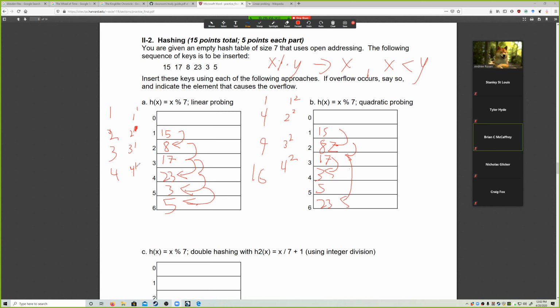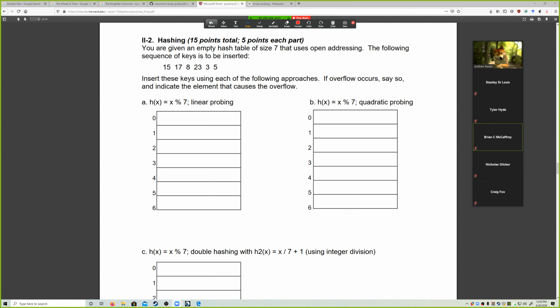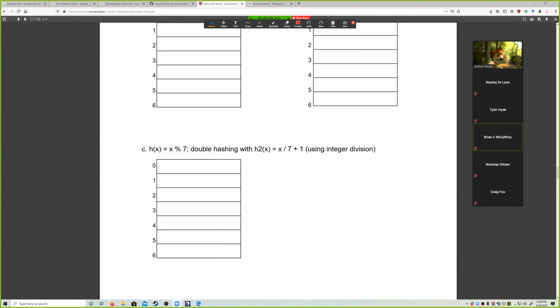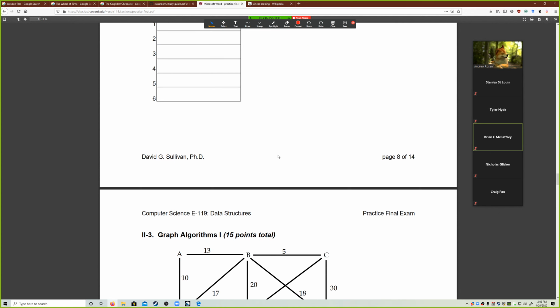Okay. There's no real need to go over the double hashing portion because we didn't really cover that. But basically it means that if there's a collision with our items, then we use the second hash function to figure out what space to go to.